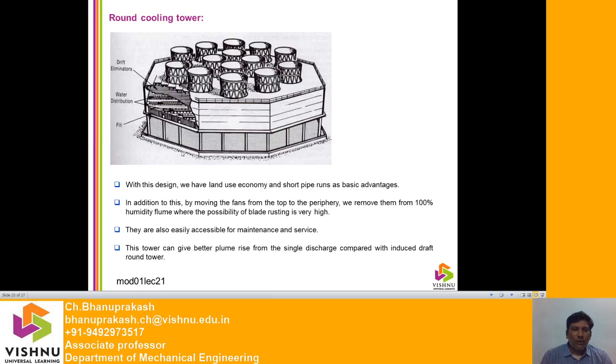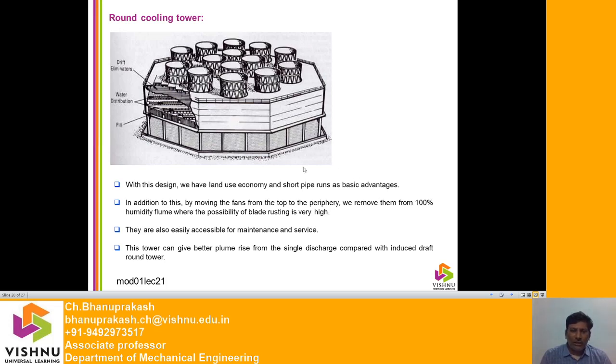See, with this design we have land use economy. From the economy point of view, the land required will be very little, and there are no longer pipes, only very short pipe runs. These are the basic advantages of this round cooling tower.